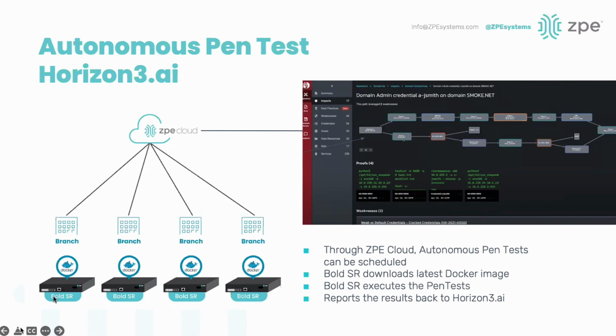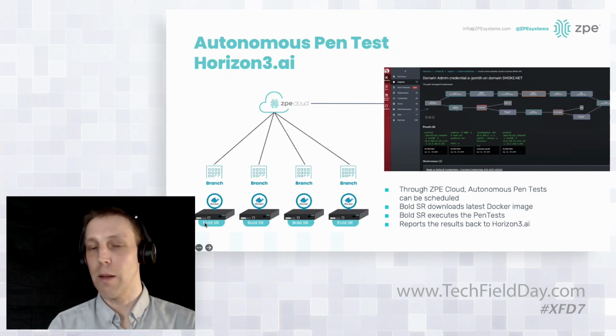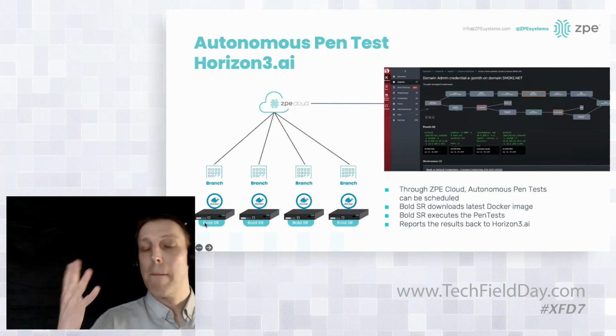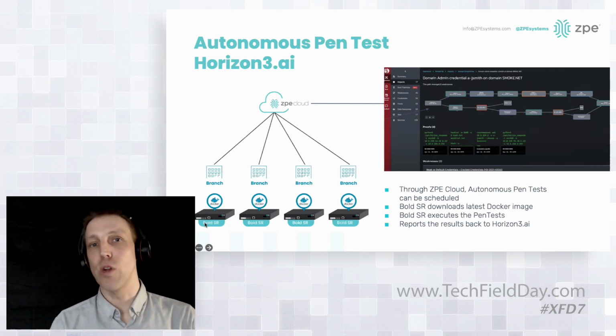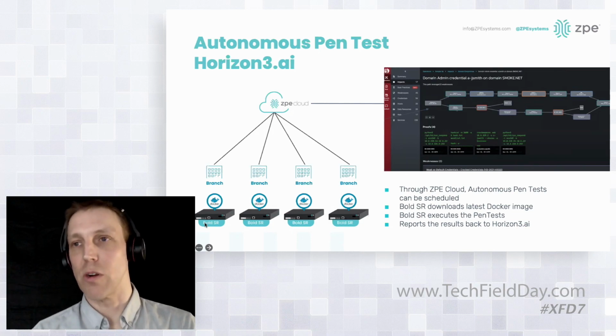Essentially, you create the pen test, then using our ZPE Cloud, you would push the instruction out to run the pen test that arrives on the local units in each of your locations. They download the latest Docker image, which contains all the latest tests and all the instructions. Then they spin the Docker image up, perform the pen tests, and then report it automatically back to the Horizon 3 platform. For the demo, I'm going to do it manually, but again, the whole thing can be fully automated, and it's going to be one of the examples which we're going to provide to our customers.